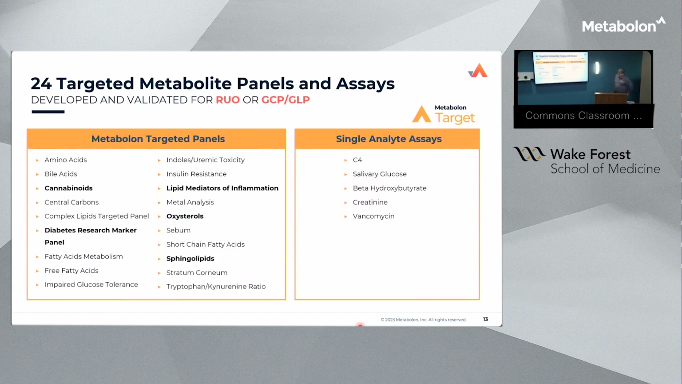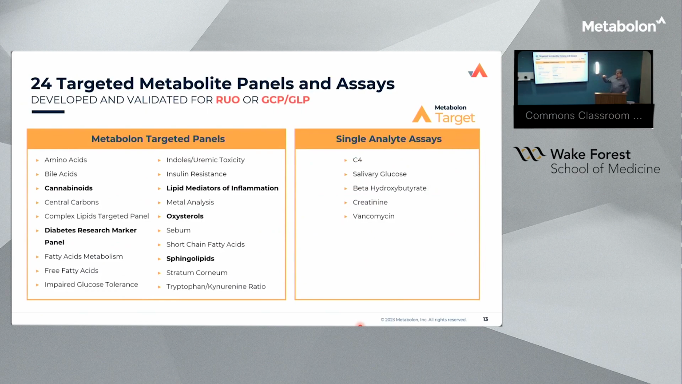Here is the set of targeted panels that we currently have, what we call off the shelf. These are ready to be run, taking into consideration the validated matrices. These are ready to be run tomorrow. It's quite a nice set of different types of biology that we cover.